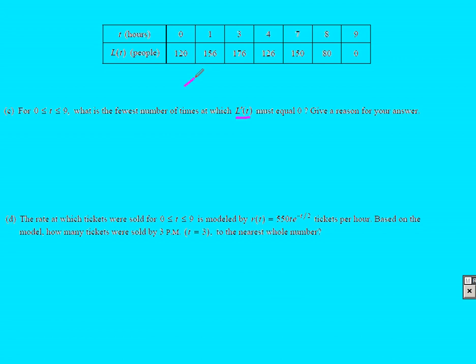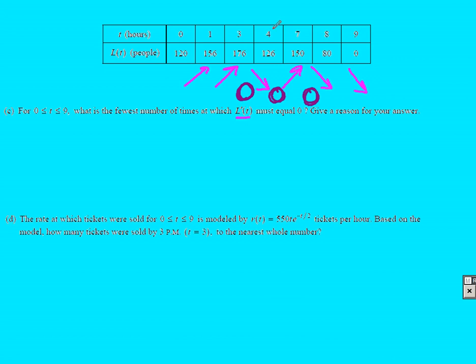From 0 to 1, I'm increasing. I went from 120 to 156. The next interval, I'm still increasing. This interval here, I'm decreasing now. Up here, increasing, decreasing, and decreasing. L prime must equal 0 whenever I go from increasing to decreasing, or vice versa. Well, somewhere between 3 and 4, I'm going to have an L prime of 0 because I changed from increasing to decreasing. Same between 4 and 7, and same between 7 and 8.